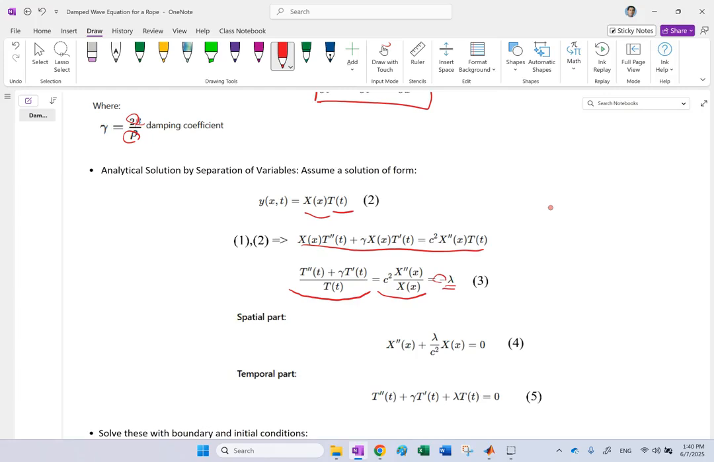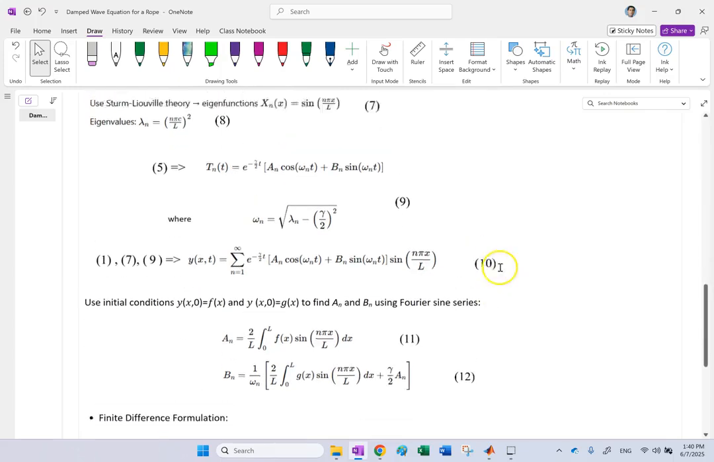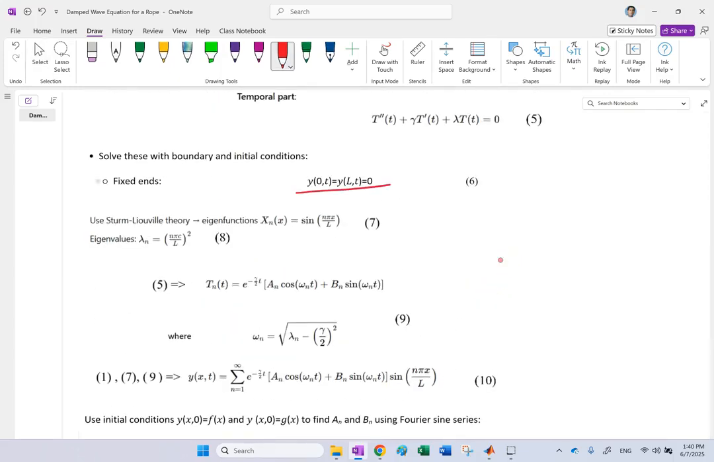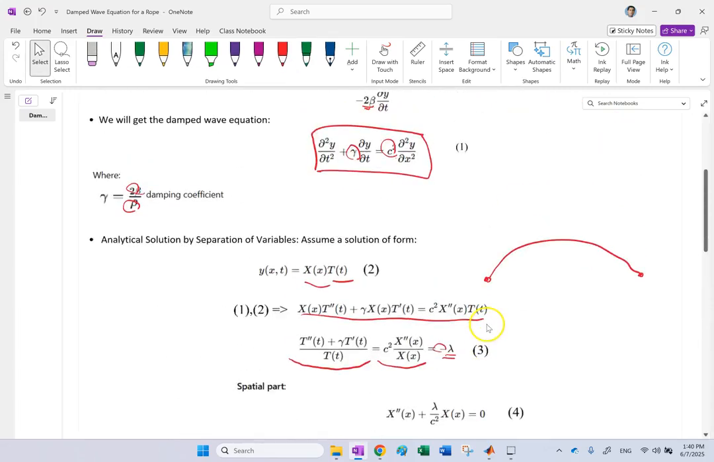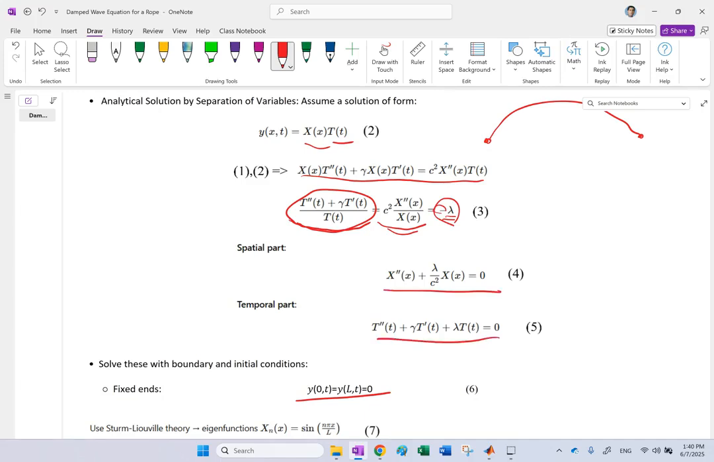And here, for simplicity, we assume that the rope is fixed on both ends. So y at x equal to 0 and y at x equal to L, at any time, are equal to 0. Okay, so these are the boundary conditions that we are going to use. And as I said, the only possible lambda that works under that case is a negative lambda. If that's the case, then from setting the time part equal to negative lambda, you get one equation. From setting the x part equal to negative lambda, you get another equation, and these are those two separate ODEs.